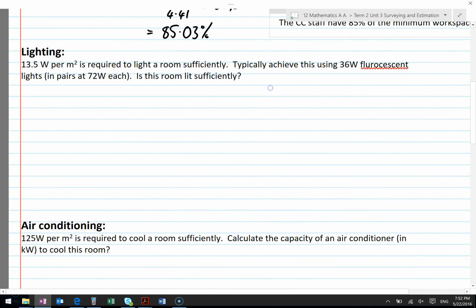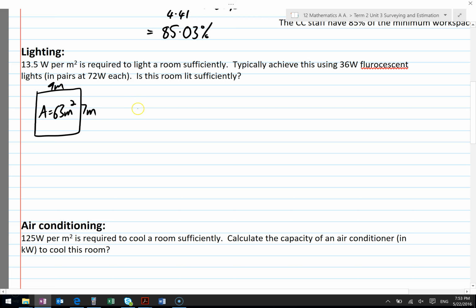All right, let's have a look at lighting and air conditioning. Again, we'll always be provided with some fact. For starters, 35 watts per meter squared is required to light the room. So let's have a look at this problem. Again, our room is 9 meters by 7 meters. So we know that the area is 63 meters squared.